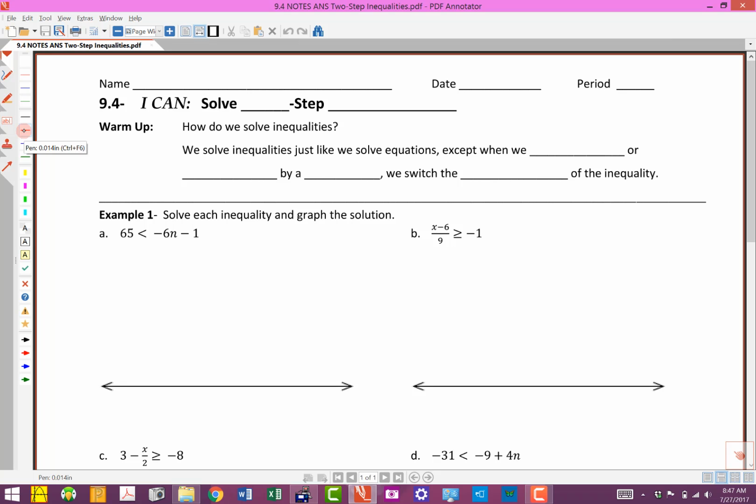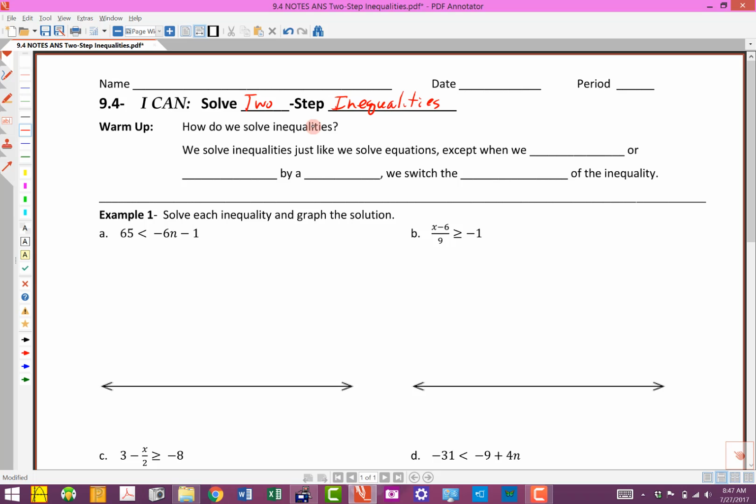After spending some time looking at one-step inequalities using addition, subtraction, multiplication, and division separately, we're now ready to tackle two-step inequalities. So the I can statement for section 9.4 is: I can solve two-step inequalities. And the warm-up question is, how do we solve inequalities?